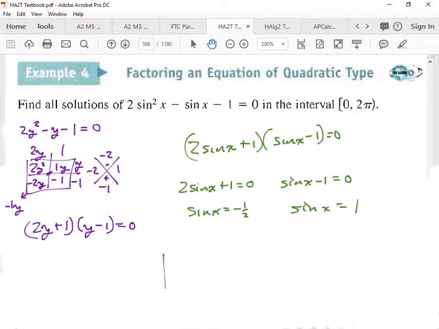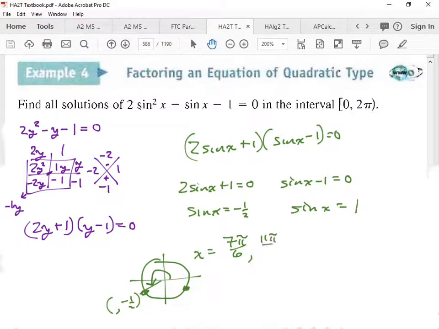Hey, do you guys remember that? Do you guys remember where sine x equals negative 1/2? I believe it's right here and right here. What are those two angles? See, this angle right here. What is that angle? It gives me negative 1/2 for the y value. What is that angle? It is 7 pi over 6. And what's the other one? 11 pi over 6. Oh, very nice.